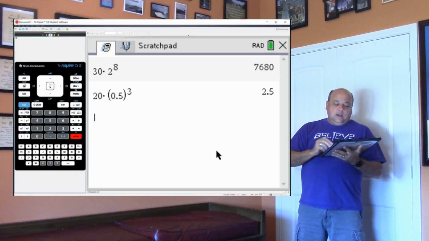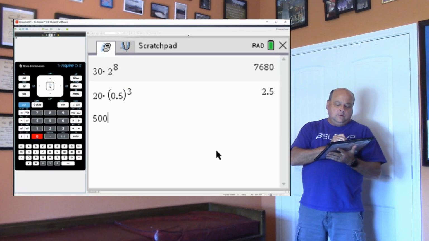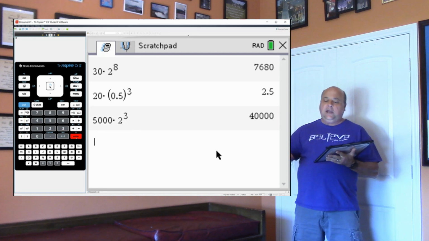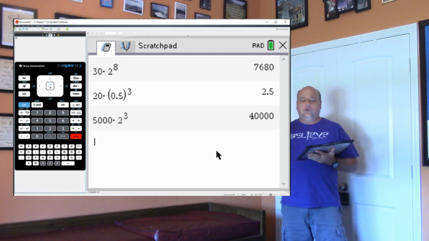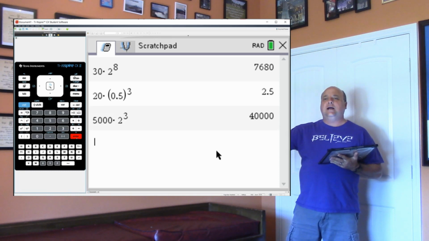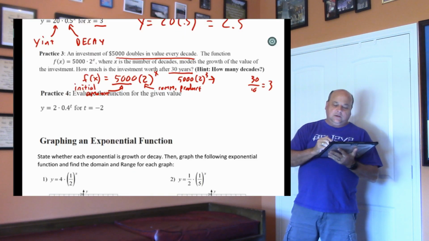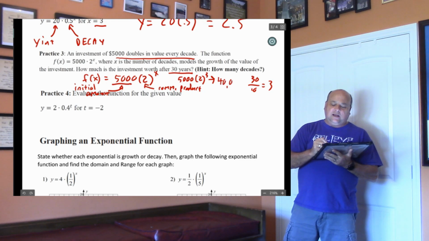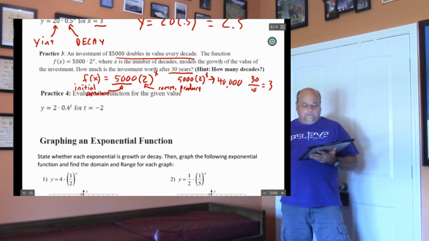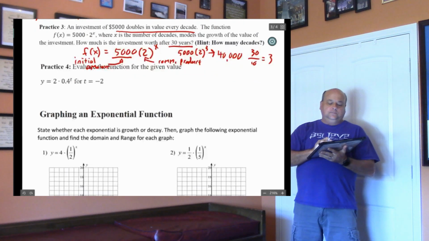Let's see. So 5,000, parentheses 2, close parentheses, caret 3, enter, and we get the 40,000. So we took 5,000, doubled it 3 times, boom, 40,000. So this is going to give us 40,000 bucks. Continuing on, okay.